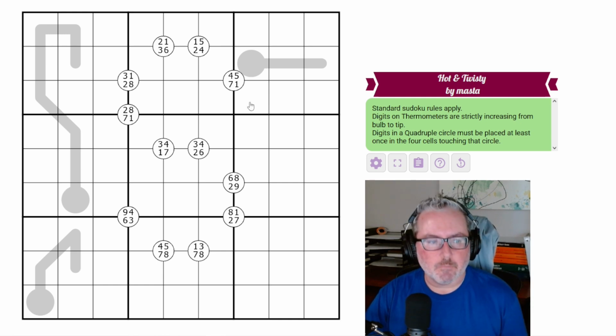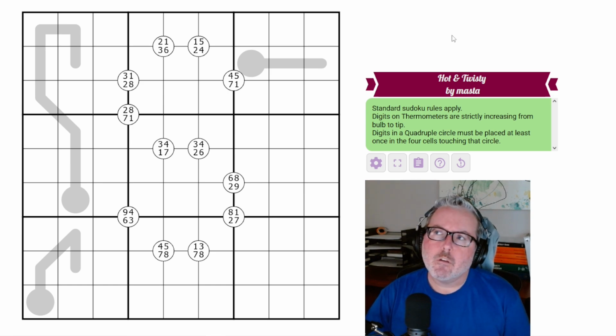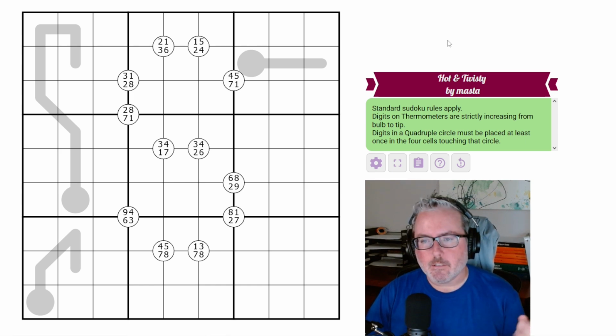So today we have another good looking puzzle here. As you can see, we've got some quad clues, which we did not too long ago, probably four, five, six puzzles ago, something along those lines, but I don't see a ton of them. So seems like a fun one to get back into. It's also by a setter that I don't believe I've seen before, or if I have, I've forgotten, and I would have to apologize. But anyway, let's jump into this thing and see what it is. And so it's called Hot and Twisty by Masta.